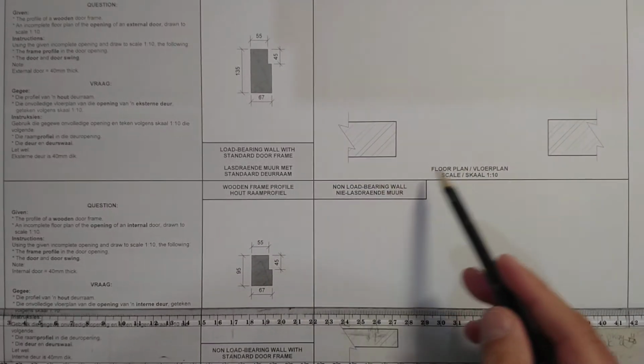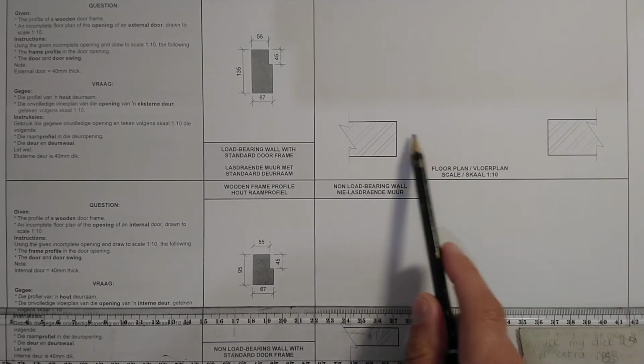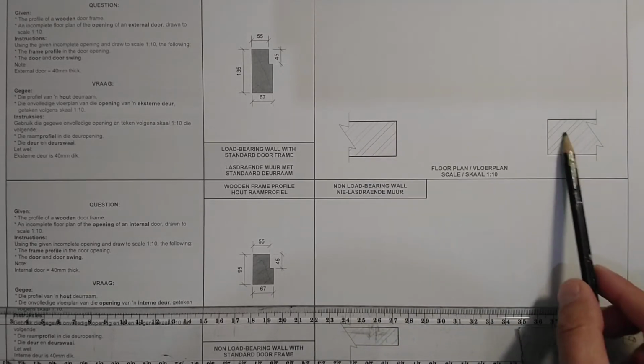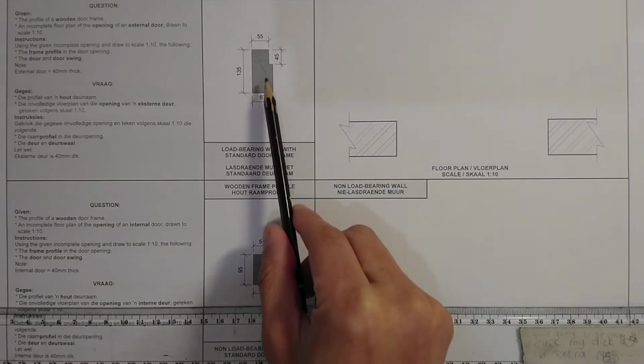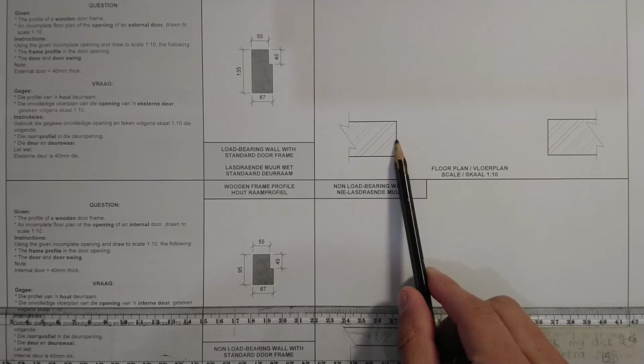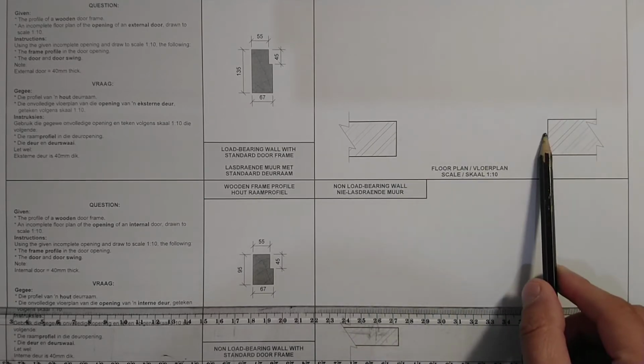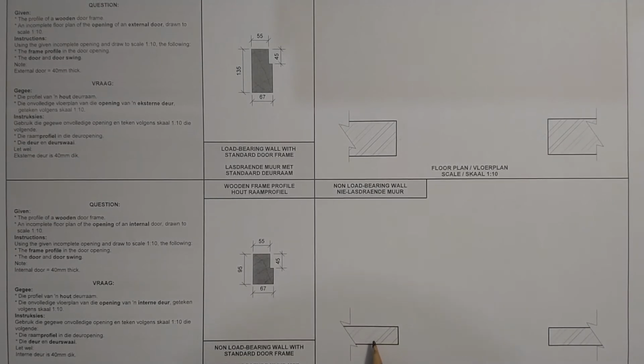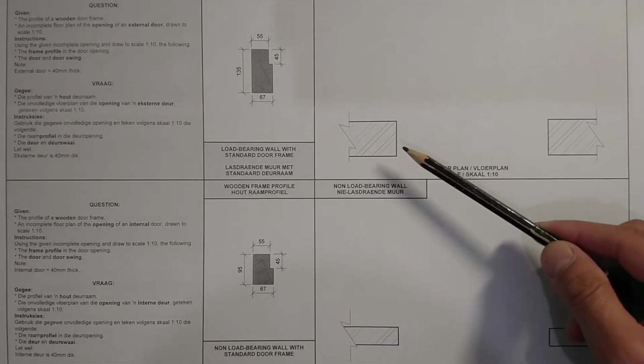So here you have your opening for your door in the floor plan. That is your wall. The door is going to fit in here. We are going to put the frame right here, the one side of the frame, the other side of the frame, and then we're going to have a swing. And this is an inside internal door, which is going to fit in here with your inside wall, which is slightly thinner than your outside wall.